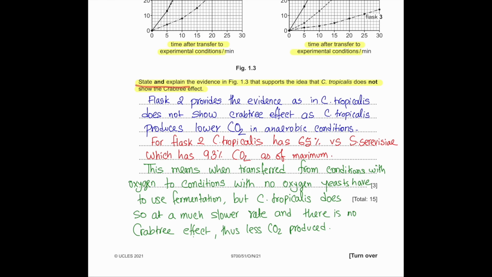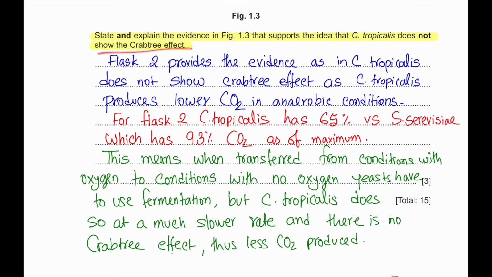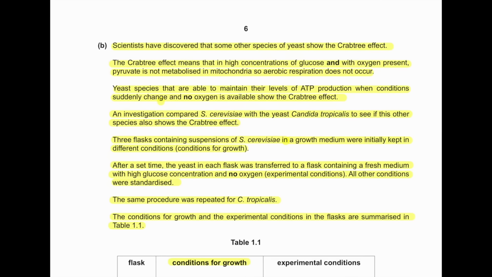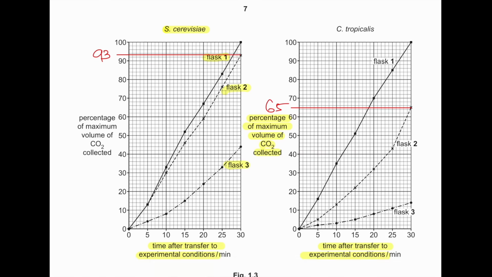The question says state and explain the evidence in figure 1.3 that supports the idea that C. tropicalis does not show the Crabtree effect. Guys, let's have one more time understanding what a Crabtree effect is. A Crabtree effect means that in high concentration of glucose and with oxygen present, pyruvate is not metabolized in the mitochondria, so aerobic respiration does not occur. So how to prove that? If without the presence of oxygen we see the same amount of respiration, then we will understand that that particular yeast has a Crabtree effect.